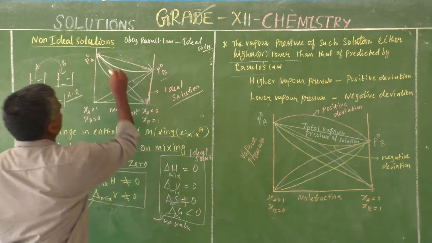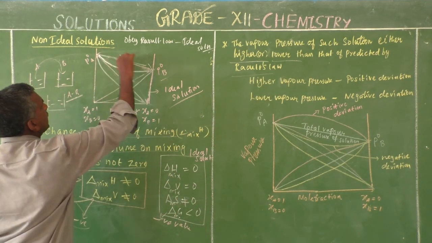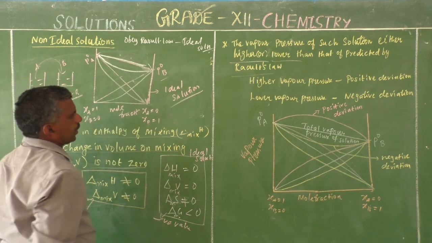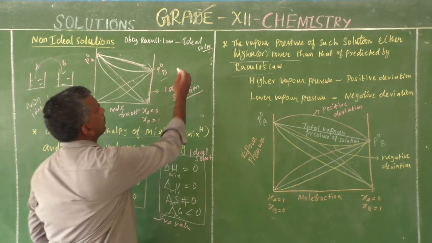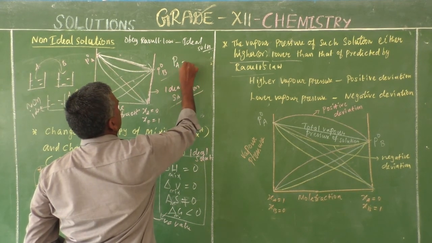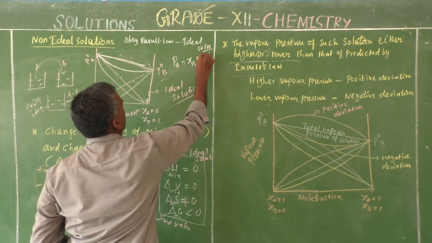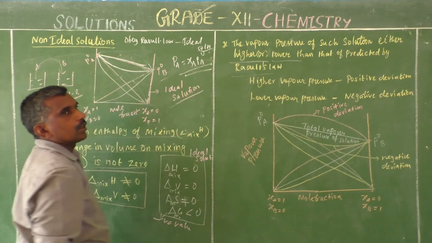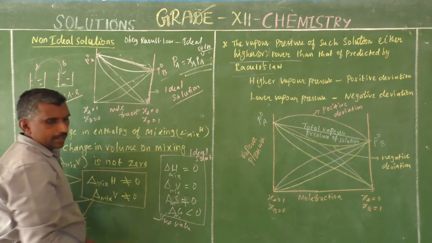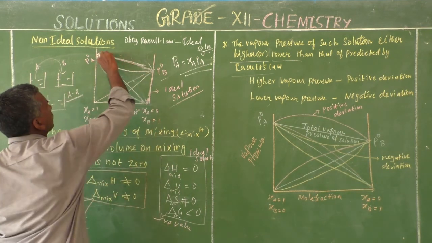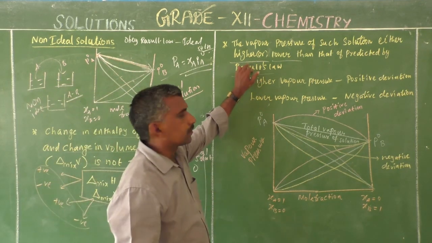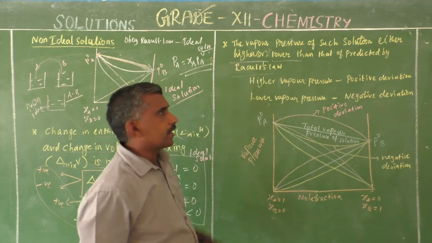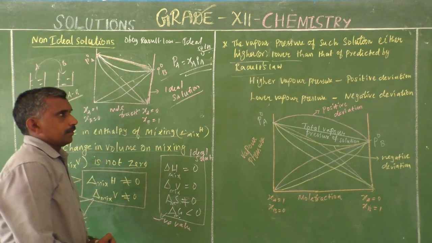This is the Raoult law line. It is linear, because Raoult's law is a linear equation. But the solution shows a deviation from linear, higher or lower than predicted by Raoult.